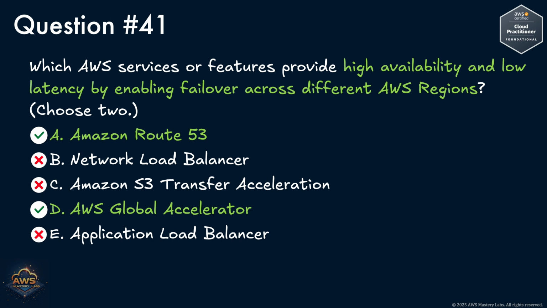Option D, AWS Global Accelerator. AWS Global Accelerator is specifically designed to improve the availability and performance of global applications. It uses the AWS Global Network to direct traffic to optimal endpoints and supports automatic failover across multiple AWS regions, ensuring low latency access even if one region fails. This is one of the most suitable services for multi-region high availability. Correct, because Global Accelerator routes traffic across regions and enables fast, automatic failover.